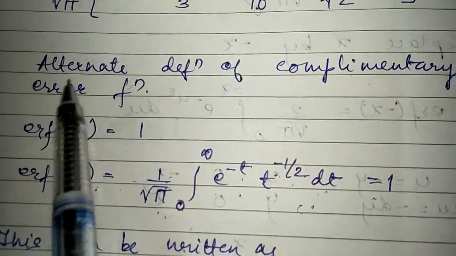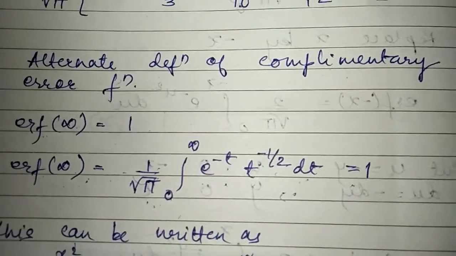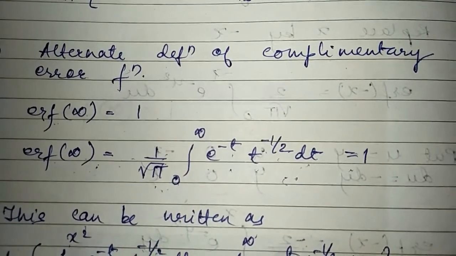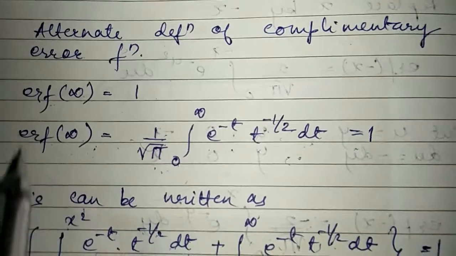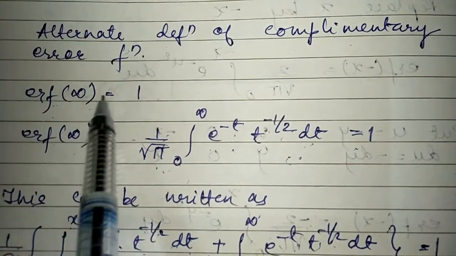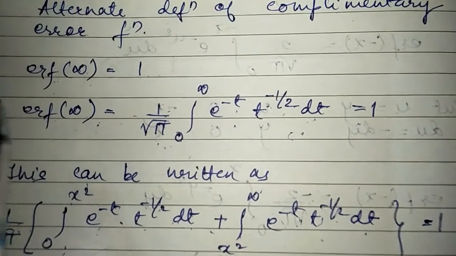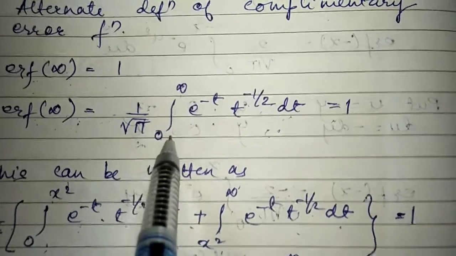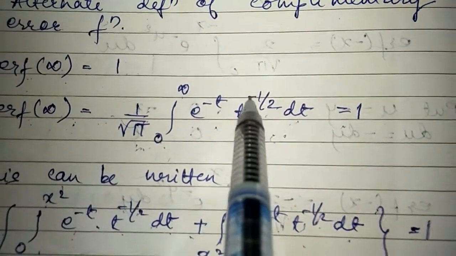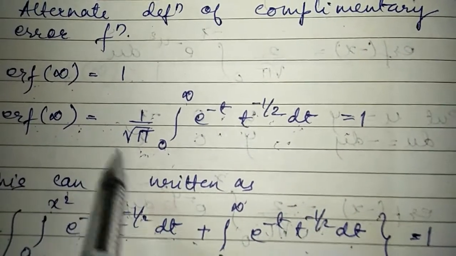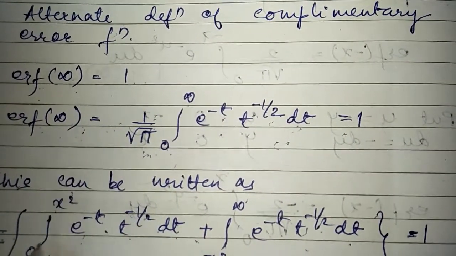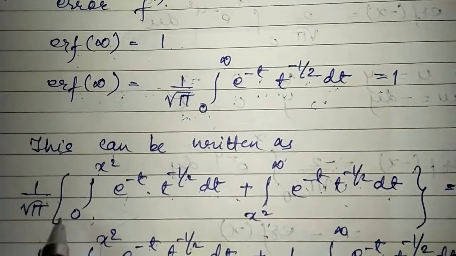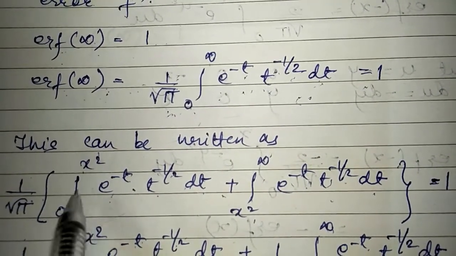Now we'll see an alternate definition for the complementary error function. We have seen an alternate definition for the error function. Now error function of infinity is equal to 1. We have seen this. What is error function of infinity? It is 1 upon root pi integral 0 to infinity e raised to minus t into t raised to minus 1 by 2 dt. We have seen this standard definition of error function of infinity, and that is equal to 1. Now this can be written as 1 upon root pi bracket integral 0 to x square.